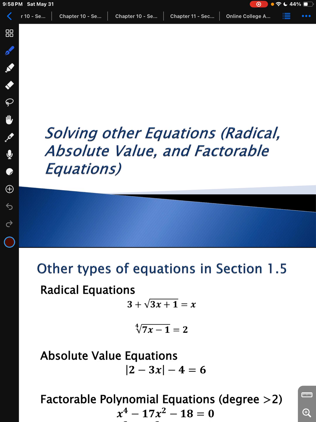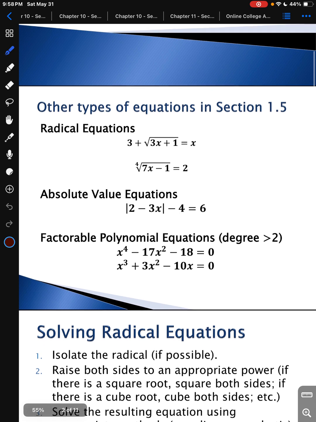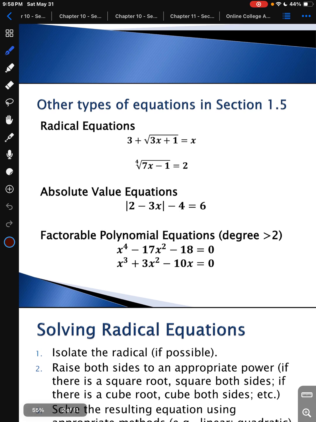This time I'm going to talk about section 1.5, other types of equations. In this section, we're going to talk about radical equations. The reason I call them radical equations is because they have a radical symbol. We're also going to talk a little bit about absolute value equations, and those have the absolute value symbols. And then we're going to talk about factorable polynomials.